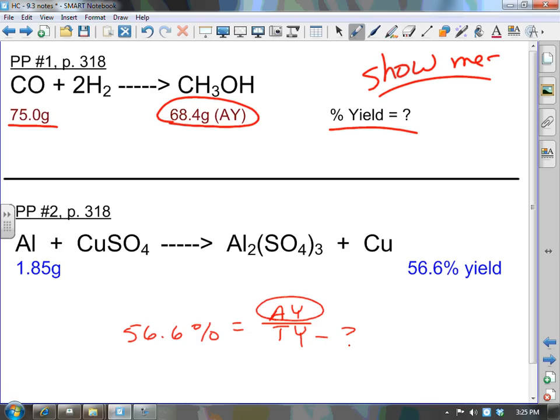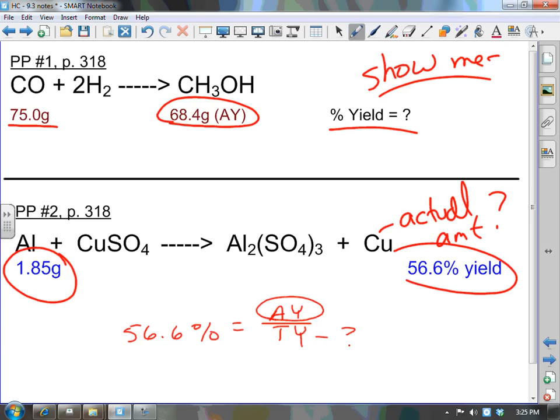What percentage is produced? Practice problem 2, we're given an amount of aluminum, and we're finding out that the amount of copper that's produced is 56.6%. So we're trying to find out what is the actual amount of copper produced. We're only going to make 56.6% of what we should.